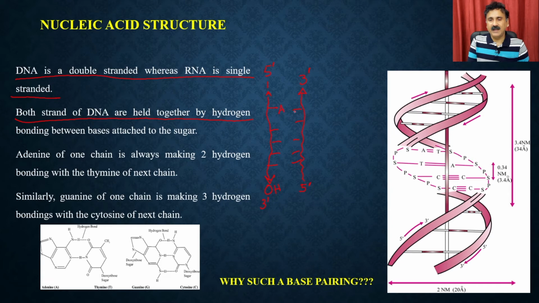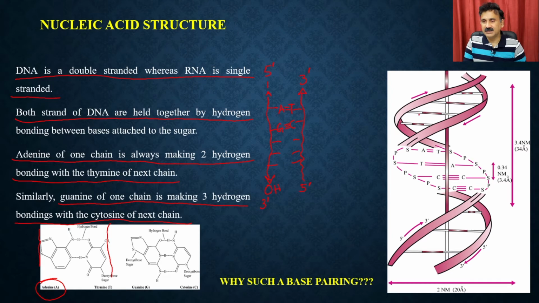So if you have the A, it is going to pair with the other strand. The adenine of one chain always makes two hydrogen bonds with the thymine of the next chain. So this is what it is showing. This is the adenine attached to the first chain, this is the second chain, and the adenine attached to the first polynucleotide makes base pairing with the thymine present on the second chain, and that's how it makes two hydrogen bonds with the thymine. Similarly, the guanine of one chain makes three hydrogen bonds with the cytosine of the next chain.